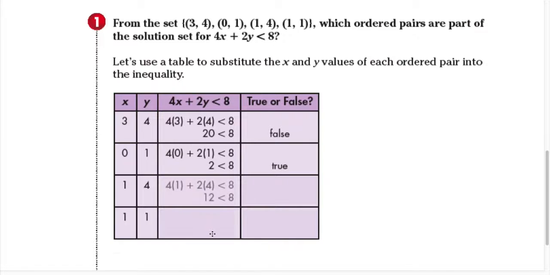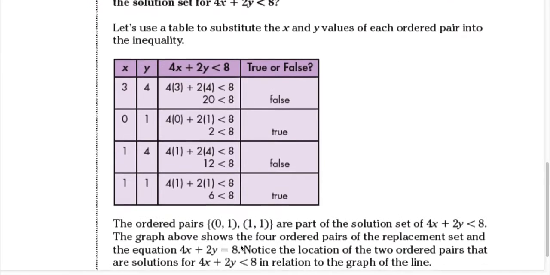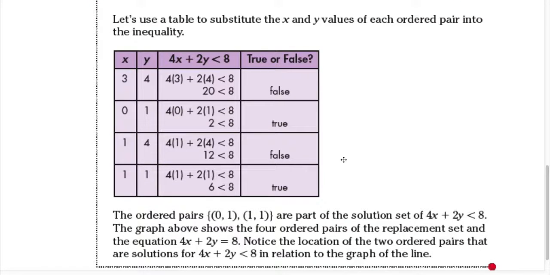If we use the ordered pair (1, 4), we end up with 12 < 8. Again, that is false. And finally, if we use the ordered pair (1, 1), 6 < 8 is true. So if you notice, the ordered pairs (0, 1) and (1, 1) are part of the solution of 4x + 2y < 8.